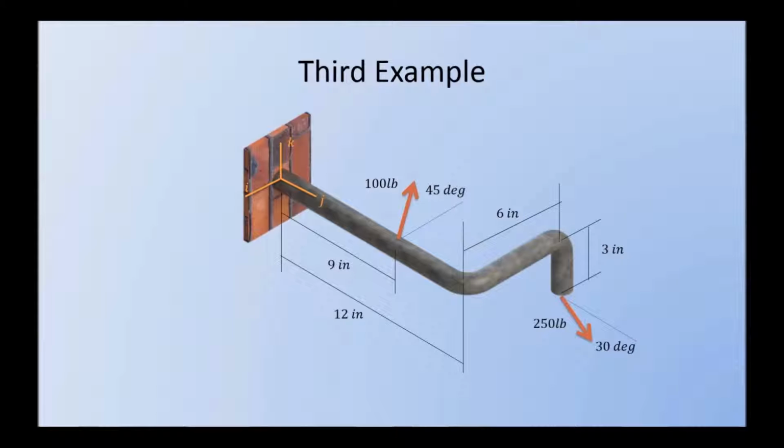Now this will be our third example, and for this one we have a 3D problem. So we have a pipe coming out of a brick wall here, with the local coordinate system shown in orange near the wall. And we have two forces this time. We have a 100-pound force at 45 degrees to the I direction, and a 250-pound force at 30 degrees from the J direction.